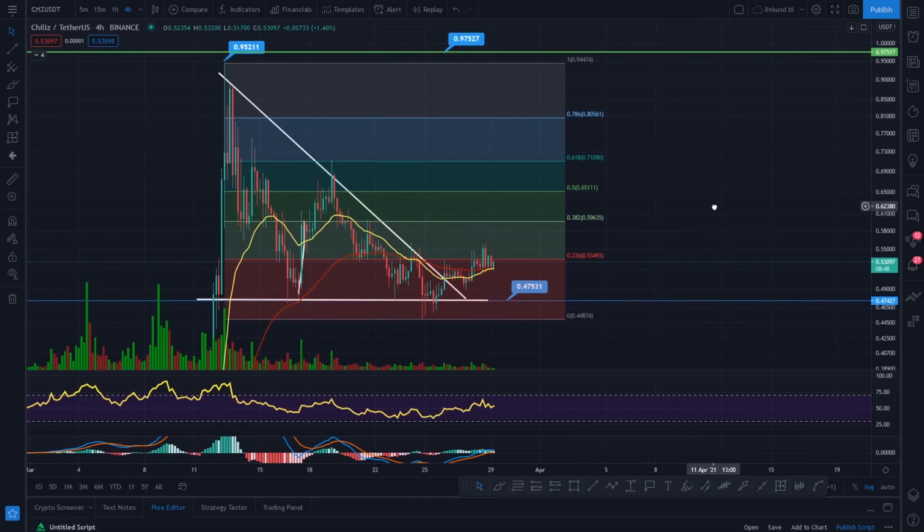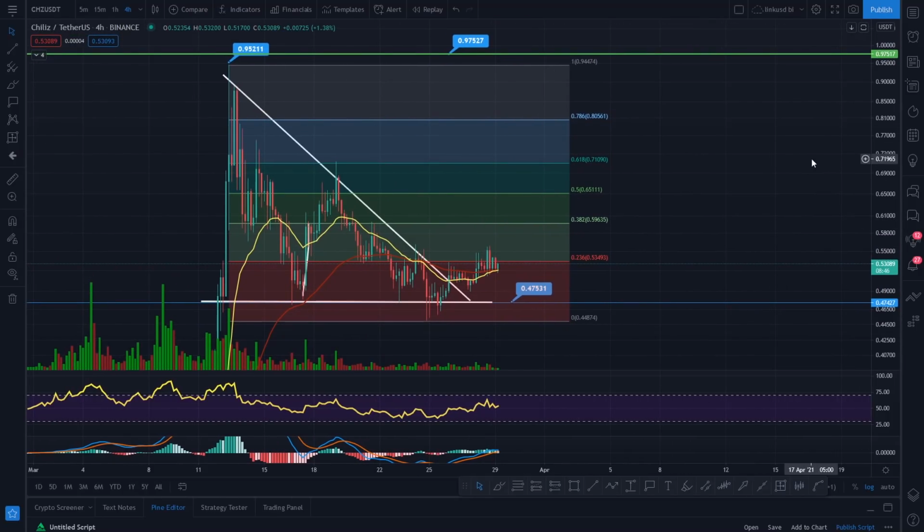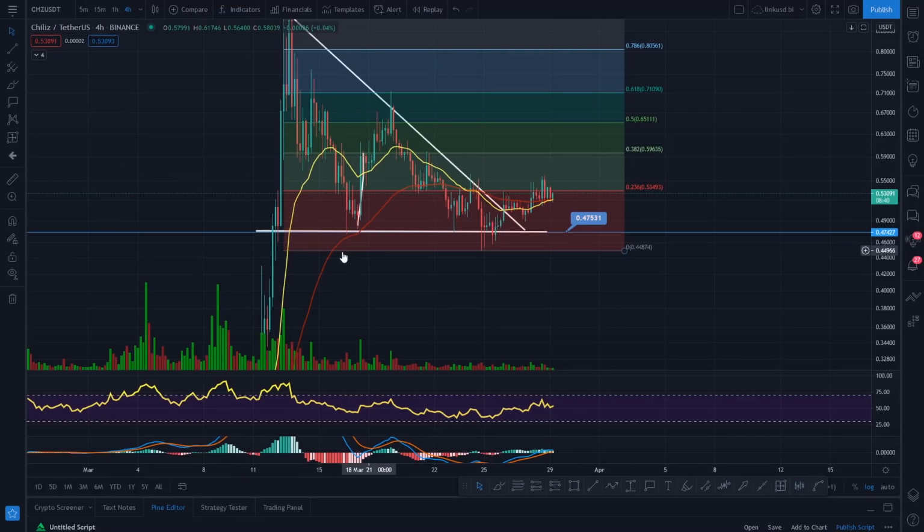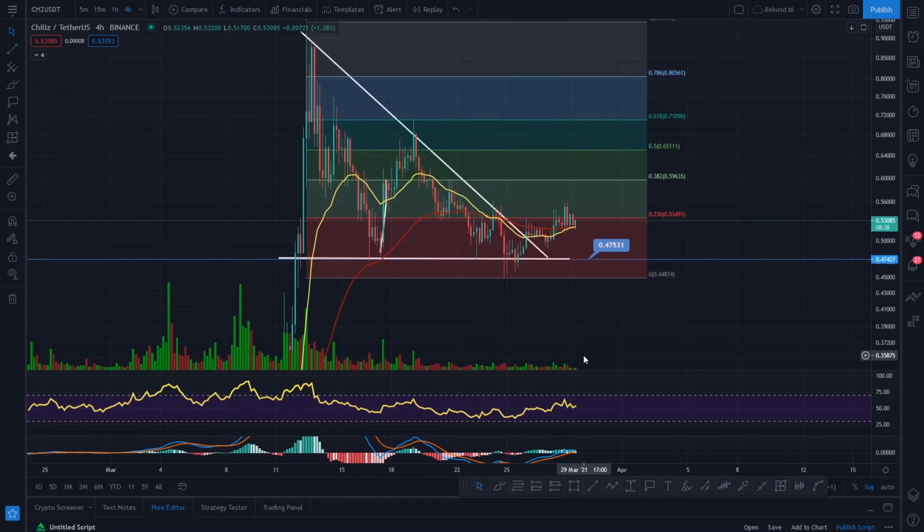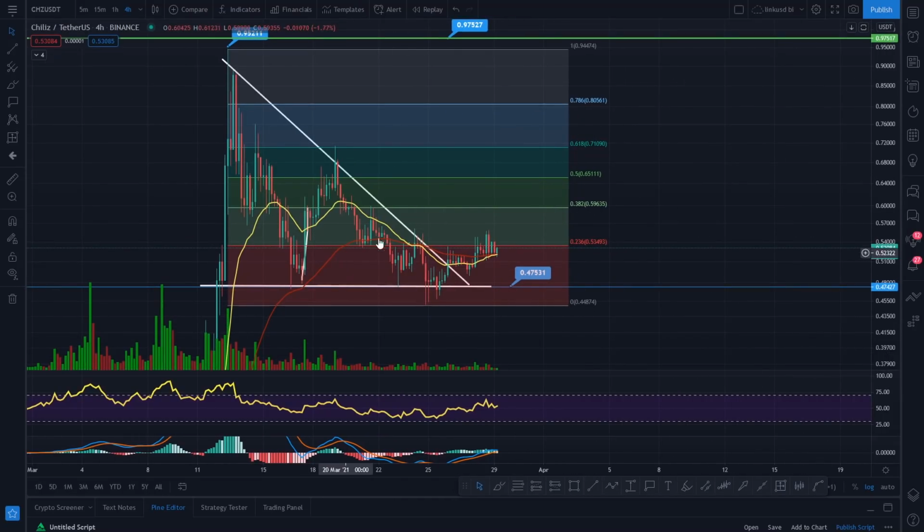So basically, diving into the CHILIZ token, you can see what we've done here. Obviously you're aware of the descending triangle there. Some say it could be a falling wedge or whatever, but at the moment you can see we've got a base. We have this level of support, so that's what we target. And we do seem to have broken out of this now, and we do seem to be forming a new trend. This is something you do need to keep an eye on, this trend line right here.